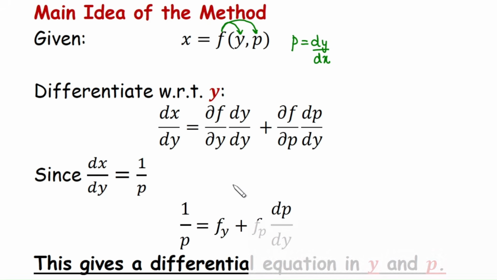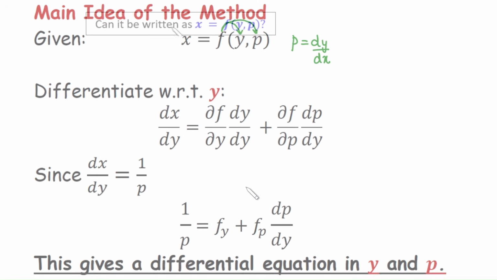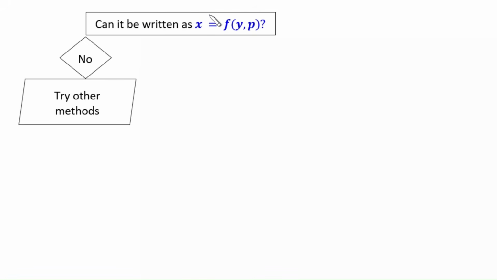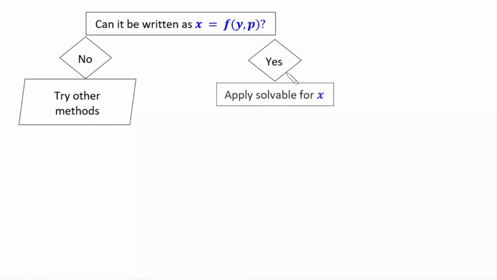Now let's understand the overall decision process. Suppose we are given any differential equation. The very first step is you need to ask, can we write that equation in this form, that is x as a function of y and p? If it is no, then this method is not applicable. We should try some other method such as solvable for p or y. If the answer is yes, then we apply the method solvable for x.